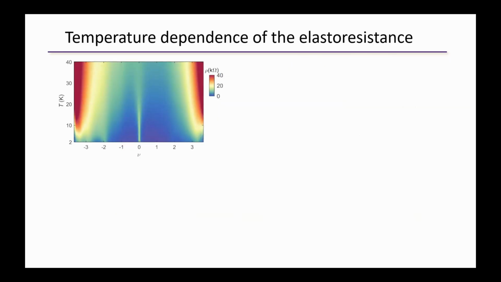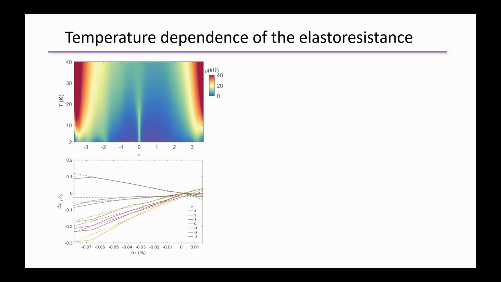try to analyze in detail what we see as a function of the different tuning knobs that we have. So one thing that we can do is set the strain to zero and measure the resistance as a function of the band filling and as a function of temperature. And if you're familiar with magic angle devices, you'll see these familiar step-like features near the integer filling factors as we raise the temperature.